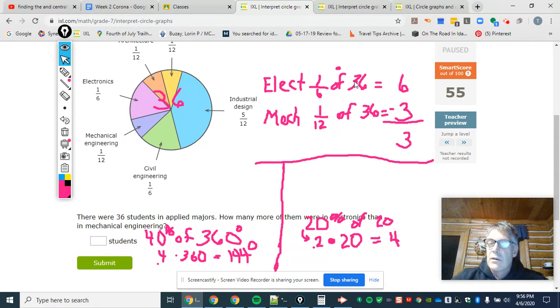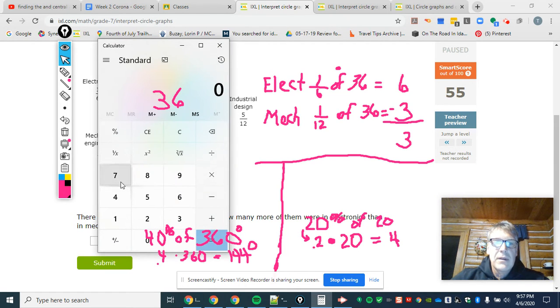How many 6s go into 36? Well, that's 6. And how many 12s go into 36? Well, that's 3. Or you can take a calculator and take 1 divided by 6, and that's 0.1666. I'm going to times that by 36, and you're going to get the same answer, 6. So you can take your fraction, take the top divided by the bottom, and that will give you a decimal, and then you can multiply it by 36.